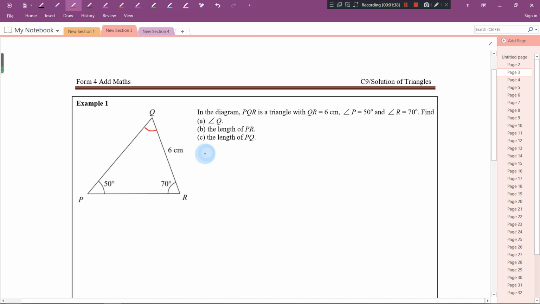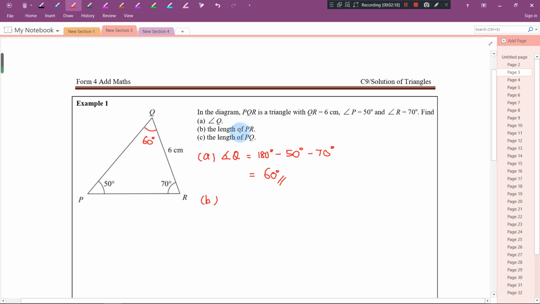Okay, this one I think should be no problem, because you know that the sum of the interior angles of a triangle will always be equal to 180 degrees, right? So if you want to get this angle Q, we just take 180 degrees minus 50 degrees minus 70 degrees. Then you will get the angle Q. So you should be able to get 60 degrees. Once we get the answers, I would suggest you label the answer onto the diagram, so it is easier for us to solve parts B and C. 60 degrees.